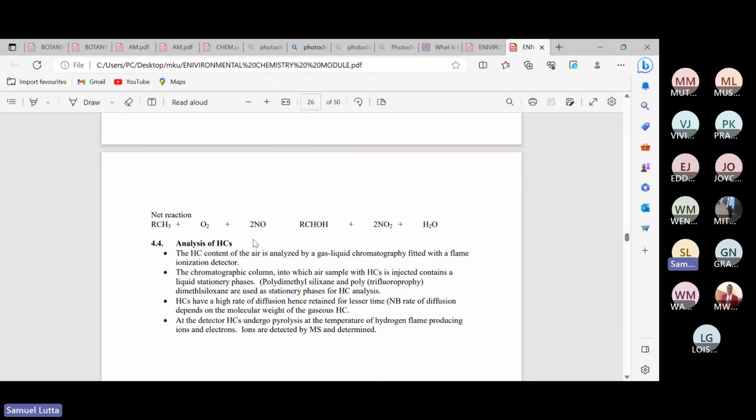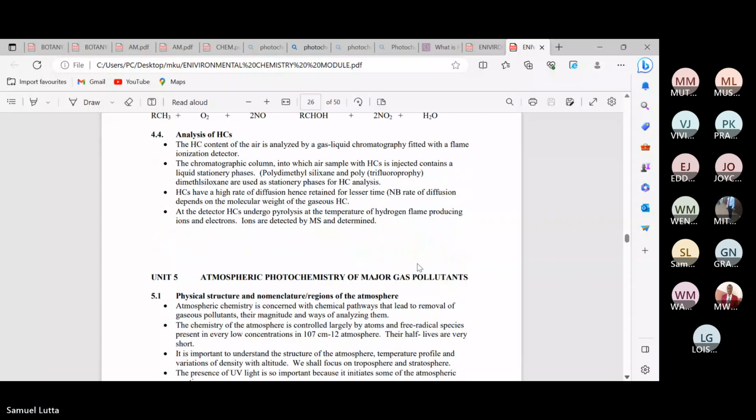So how do we analyze these things? We analyze these compounds using what we call GC, gas chromatography. It is a technique in chemistry where your analyte is converted into a gas, and then it moves through a column, and separation takes place. When the separation takes place, the products are taken to a detector, which is able to tell us how much of the compound we have.